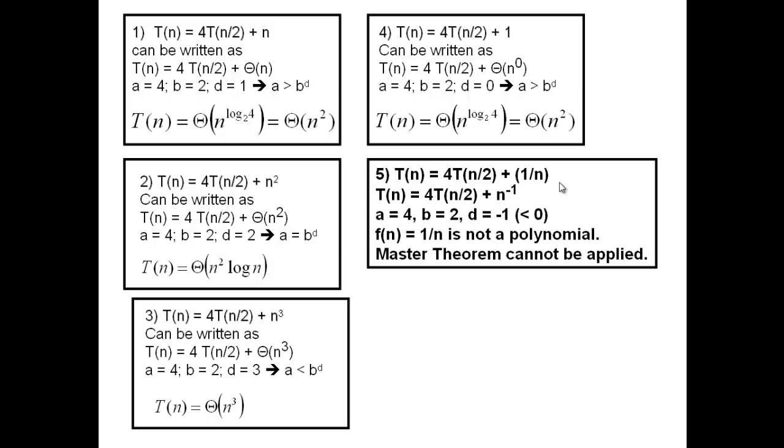So f of n is 1 over n, which is not a polynomial. So the master theorem cannot be applied for this recurrence. In the exam, I could give you a problem where the master theorem may not have the complete solution. So once you identify something like problem number 5 here, you should be able to say the f of n is not a polynomial, so the master theorem cannot be applied.